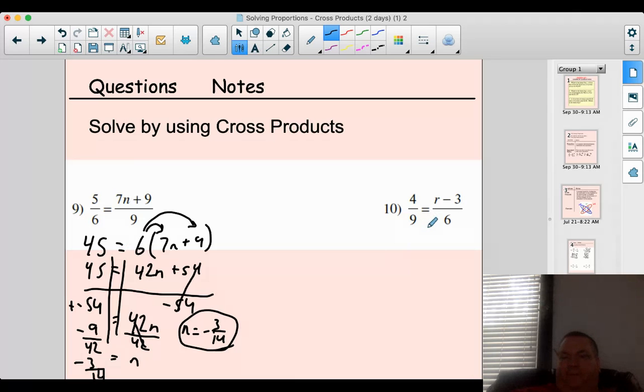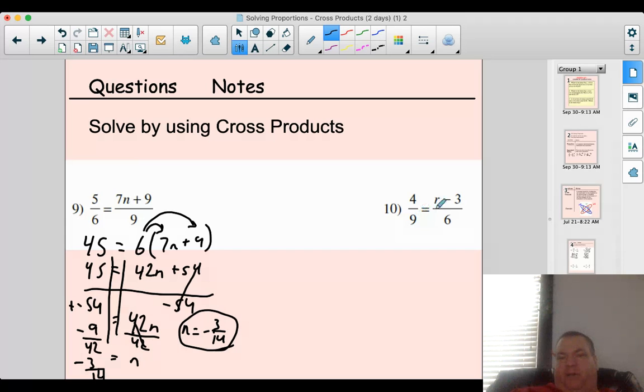All right, let's do another one. I'll do the harder side first this time. So again, we're just setting up our equation by multiplying the cross products and setting them equal. So 9 times (r minus 3) equals 2 times 4, which is 24. I got parentheses, so I have to distribute to get rid of those. 9 times r is 9r. 9 times negative 3 is negative 27. So I got rid of those.